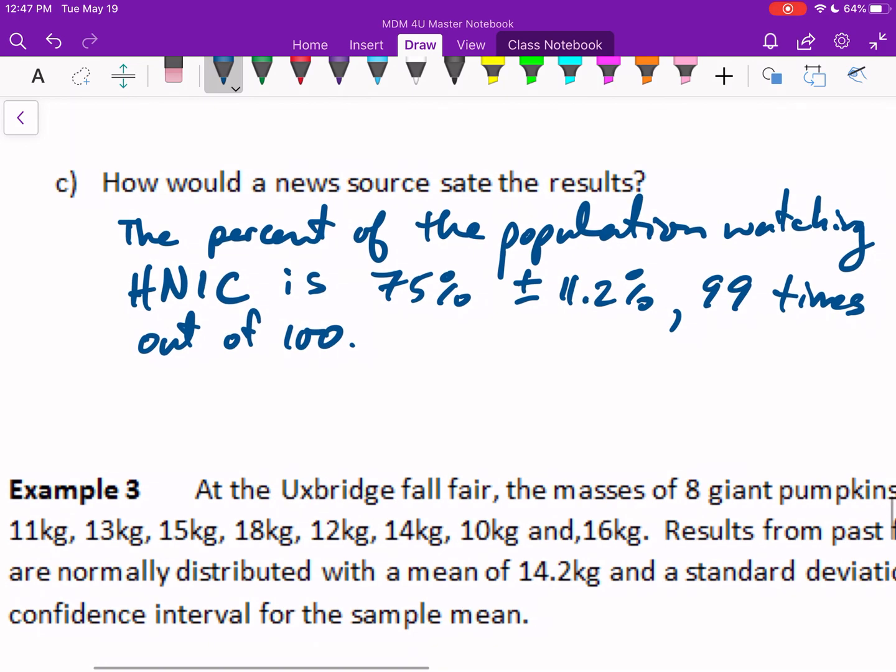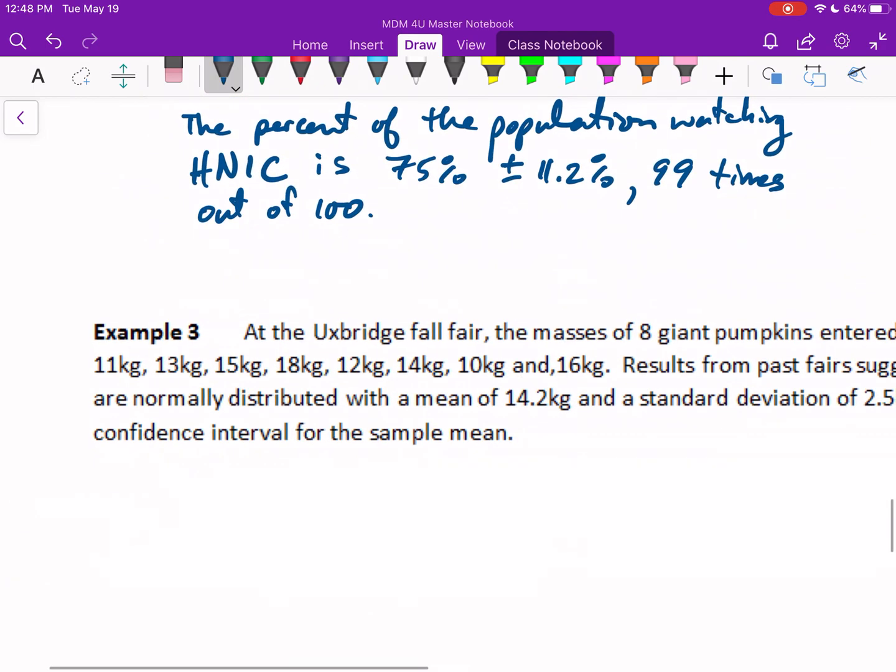Now, I don't know for certain that a news source would state it this way, but this is just another way of saying it. You can give your central value, say plus or minus the margin of error, and instead of saying 99% confidence interval, you could say 99 times out of 100. If it was a 90% confidence interval, you'd probably say 9 times out of 10. And if it was a 95% confidence interval, you could say 19 times out of 20. So you just change them to fractions and reduce them to their lowest terms.